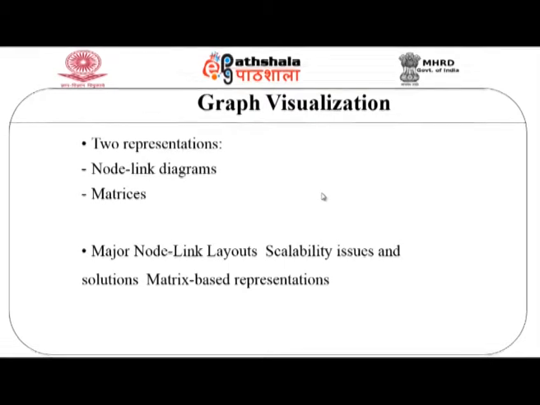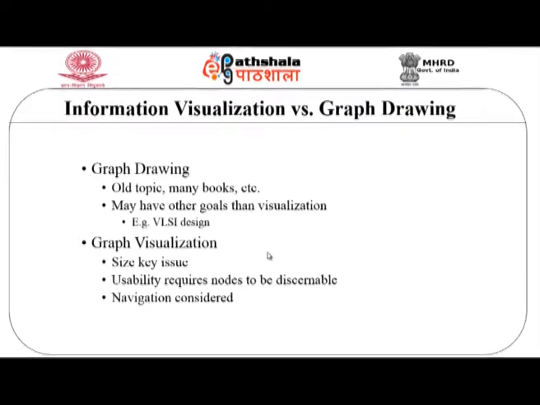So, if you look at the graph visualization, there are two different representations for graphs. One is a node link diagram, the other one is a matrix diagram. Usually, the node link layouts are being used popularly, whereas they have some kind of scalability issues, and that is being solved by the matrix based representation of the graphs.